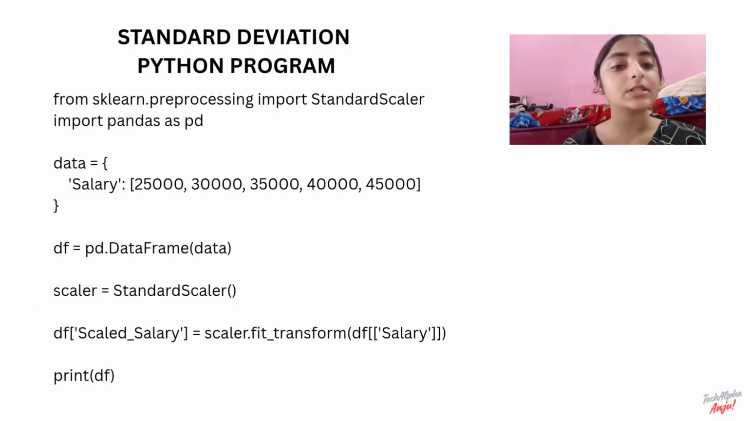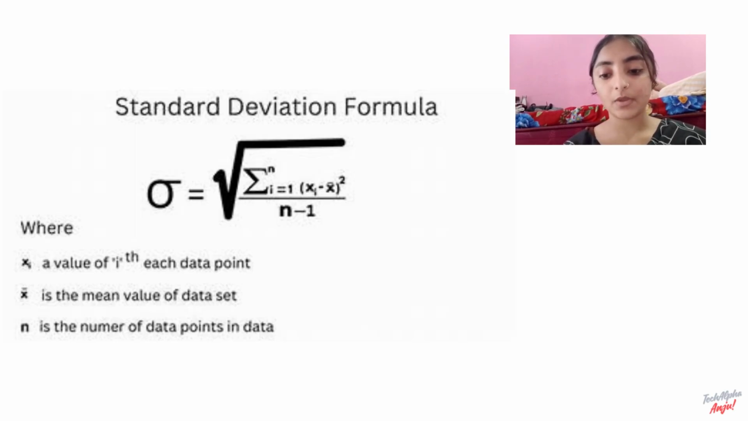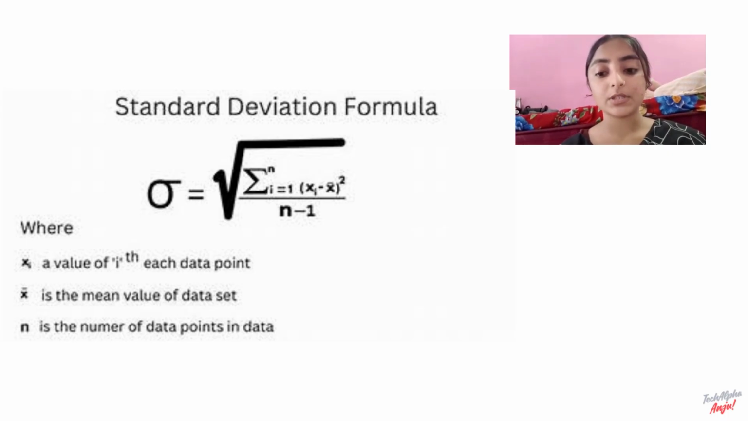So this is the Python program for the standard scaler. It is all the same. First I imported StandardScaler, and then I took my own data, and then the standard scaler, the same way we did mean and mode. As I told you, standard deviation will be the square root of variance. How much the variance comes, the standard deviation will be the square root of that.